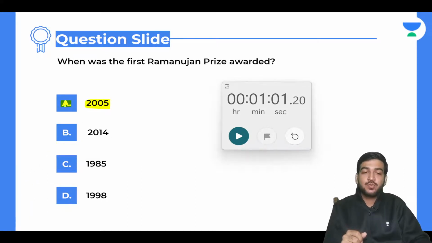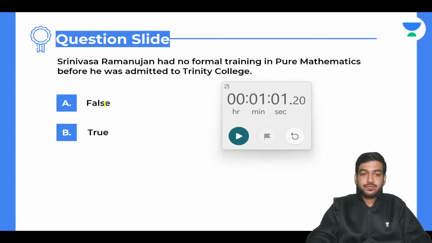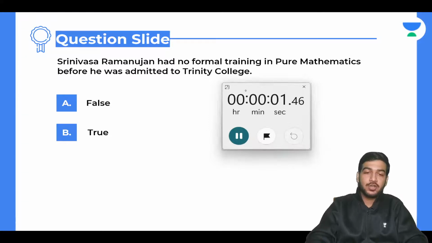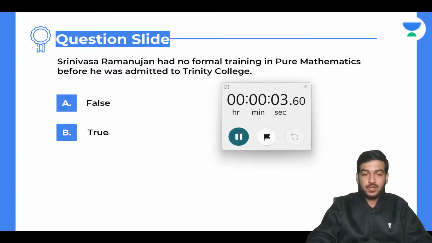It was first awarded in 2005 only. Okay, inception of the idea happened in 2004 and the first award was given in 2005. Okay, Ramanujan had passed away way back in 1920 at the age of 30. So Srinivasa Ramanujan had no formal training in pure mathematics before he was admitted to Trinity College. Is it true or false?